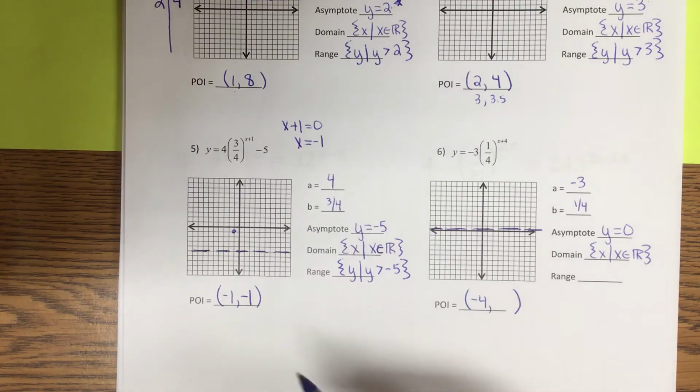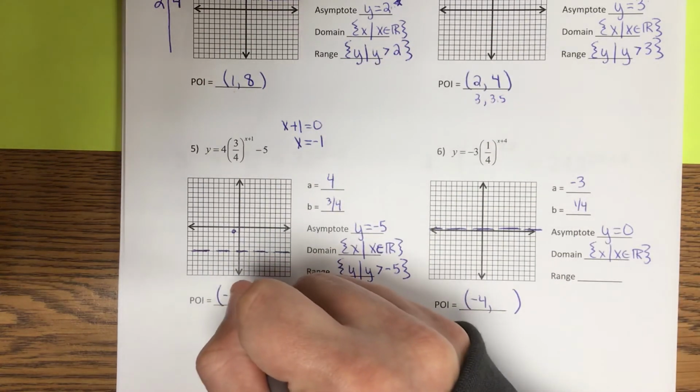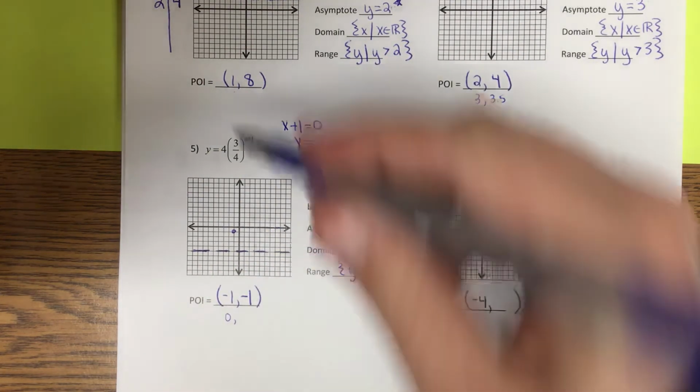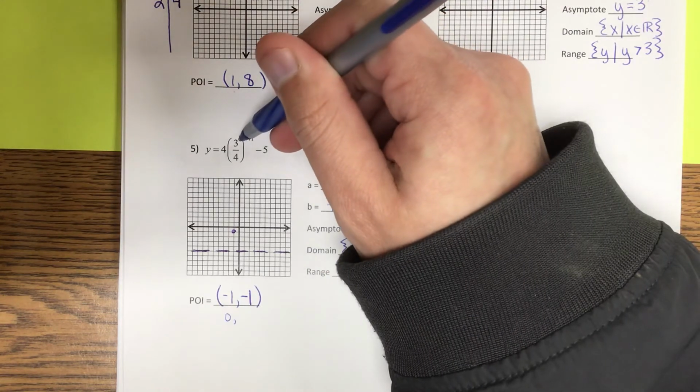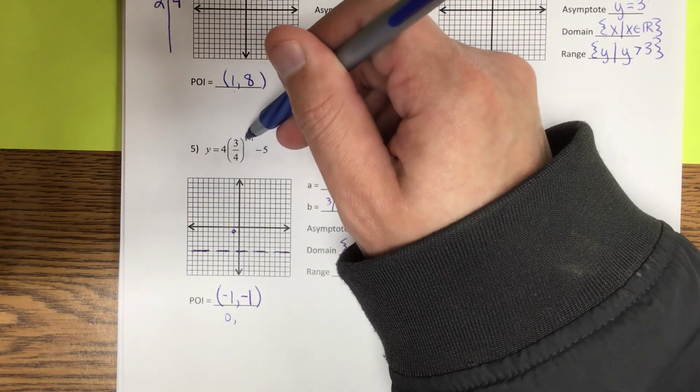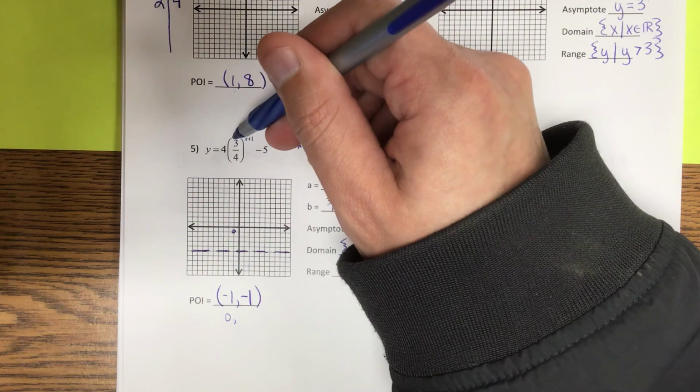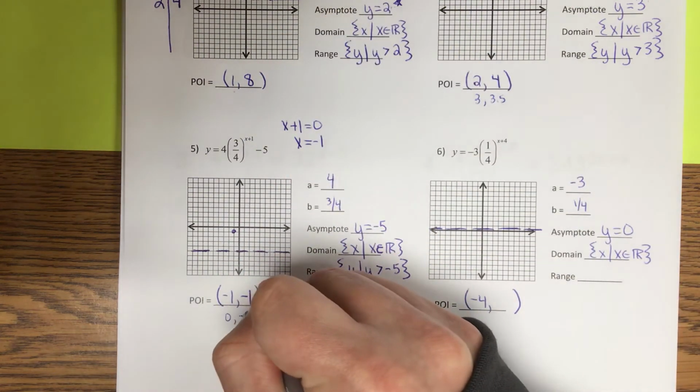So then you can test 0. All right, so if you want to plug in 0, kind of see what happens there. That would be 3/4 raised to the first. So that's going to be 3, and 3 minus 5 is -2.